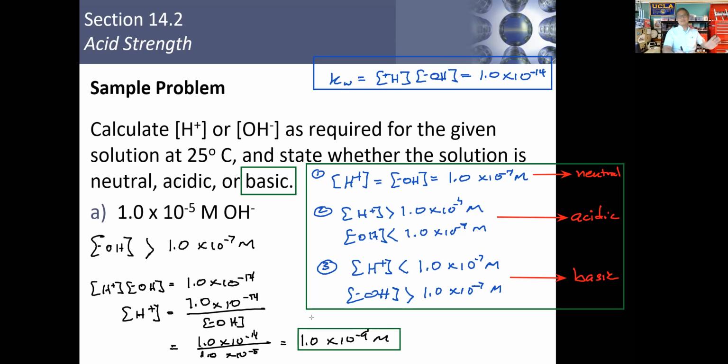So again, we can answer this question even before we do any calculations, but our hydrogen ion concentration here should confirm for us that the solution will be basic. Okay, so that's where we left off yesterday.